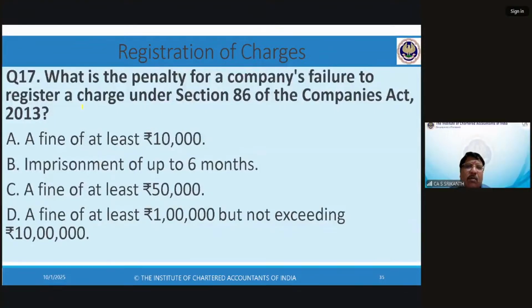Last question. What is the penalty for a company's failure to register under Section 86? Penalty is under 86, registration is under 77. Sorry for the English. What is the penalty for a company's failure to register a charge under Section 77? What is the penalty under Section 86 for a company's failure to register a charge under Section 77? That will be the more accurate sentence.